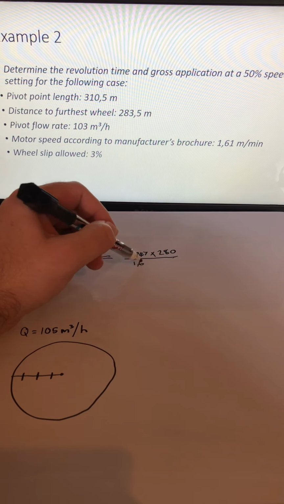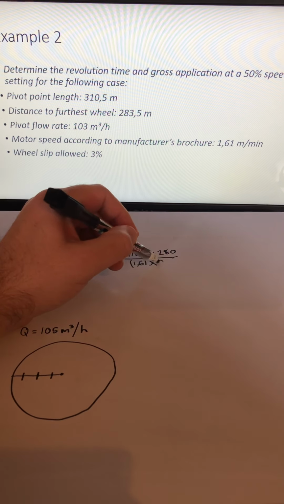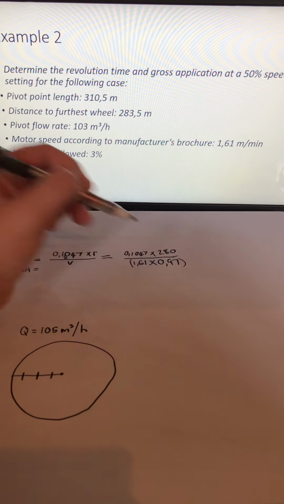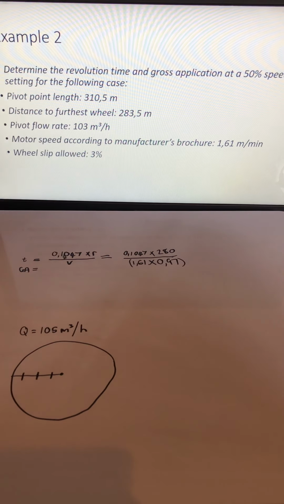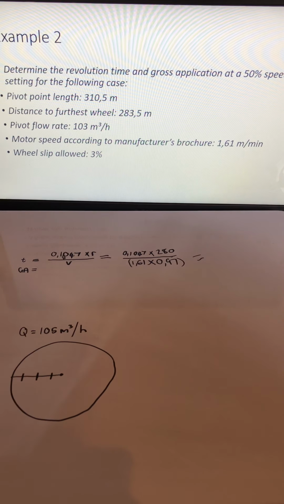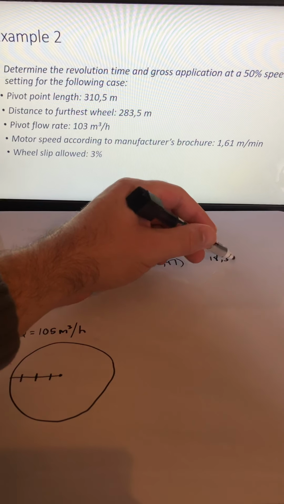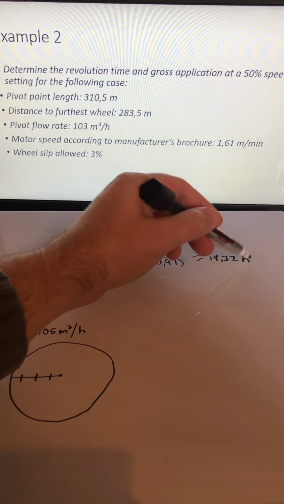So that'll be that 1.61 multiplied by 0.97 to minus that 3% slip. And so the answer that you will get for this calculation is 18.32 hours.